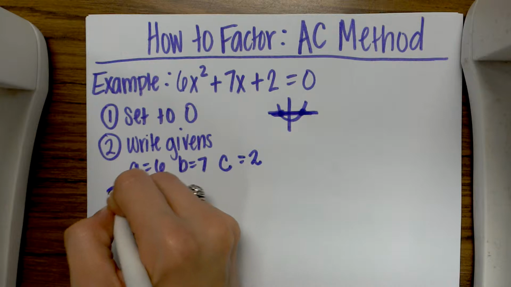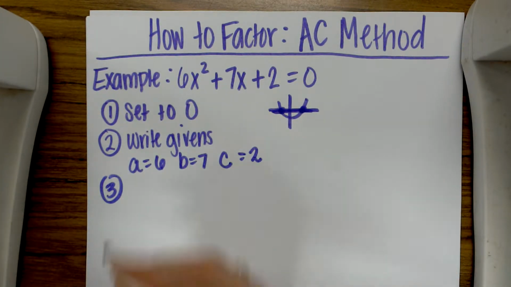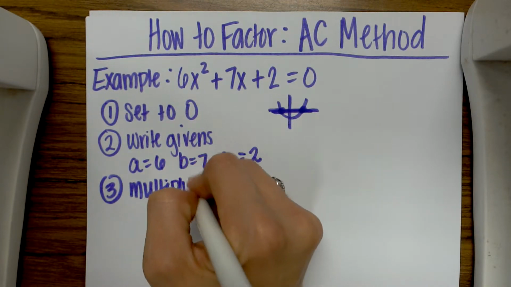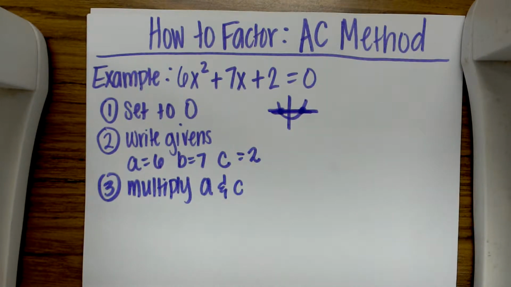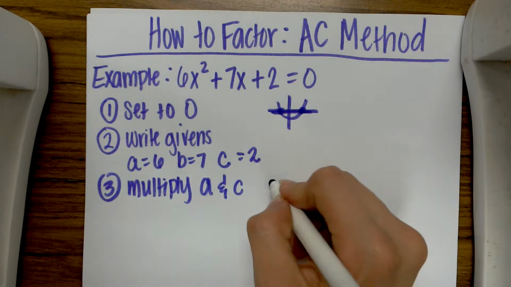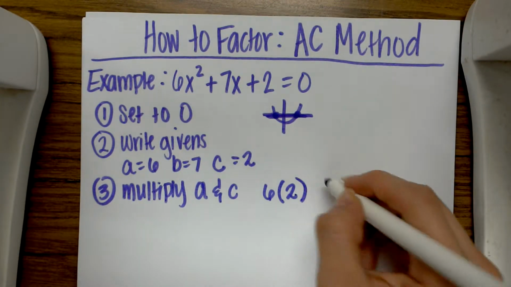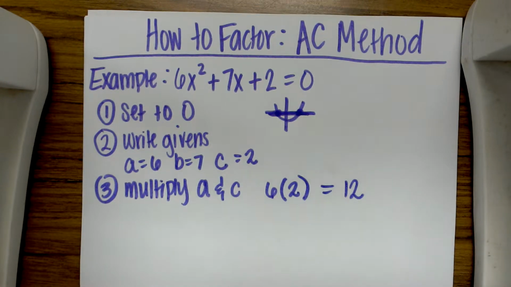Now 3. We're going to multiply a and c together. So we're multiplying a and c. So what's a? 6 times c, which is 2. What's 6 times 2? It is 12. So good, we multiplied a and c together.